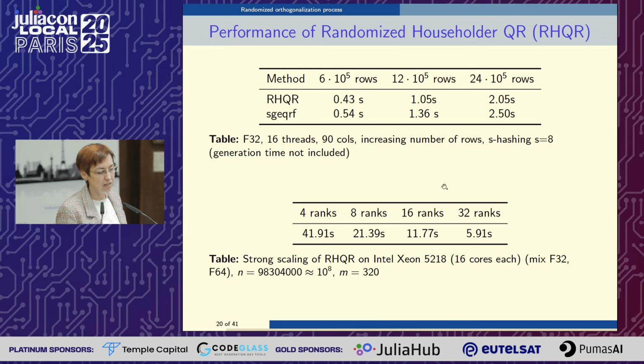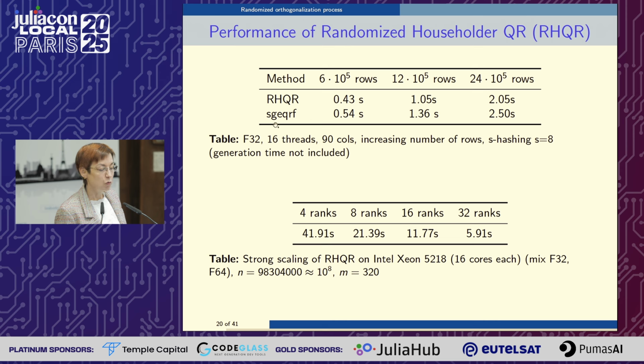And here are some results obtained in Julia, in which we compare the randomized Householder QR with SGEQRF, which is a routine from LAPACK. So this is likely to be quite optimized. And we are slightly faster. That's a multi-threaded routine, and our side is probably not very optimized. So likely we can be maybe even faster, in particular when you go to more parallel environments.